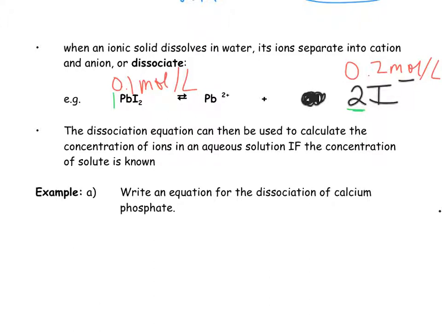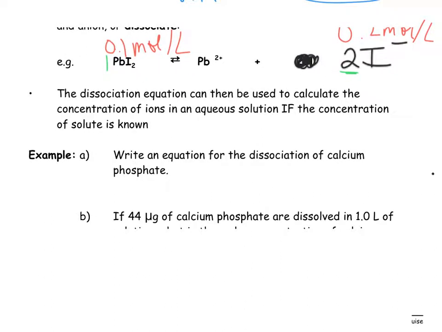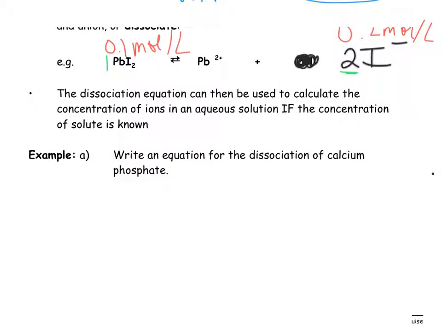Okay, now, here's an example that I would like for you to try out. So let's try this out first. The first part of this is I want you to write out an equation for the dissociation of calcium phosphate. So pause the video and give that a try. And when you're ready, resume the video and we can check how you did.